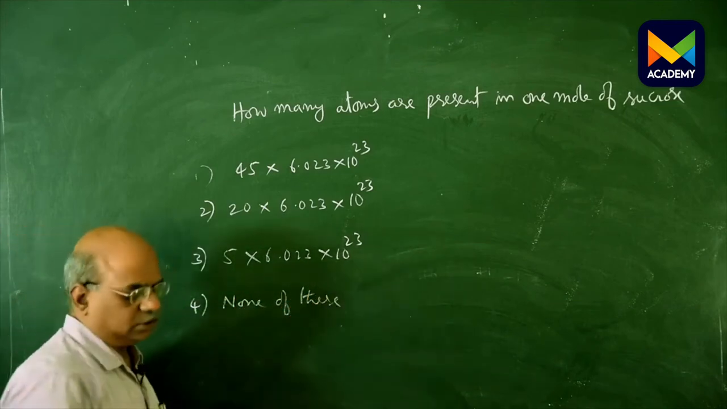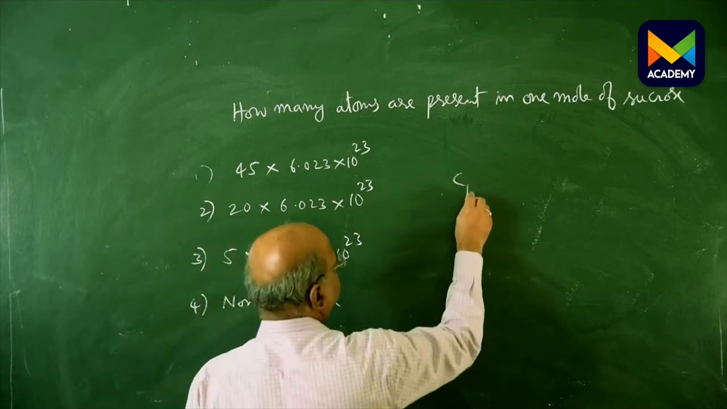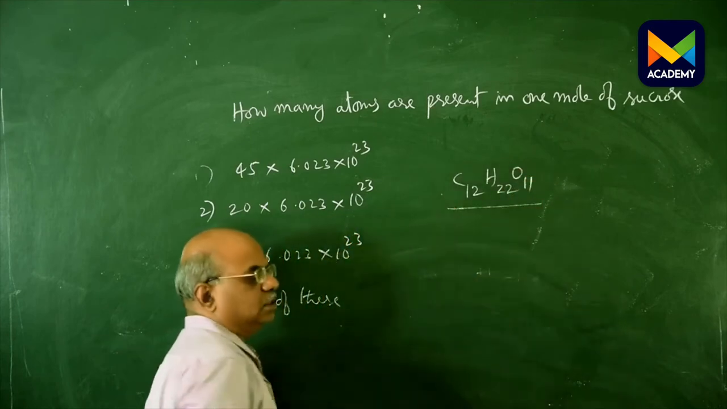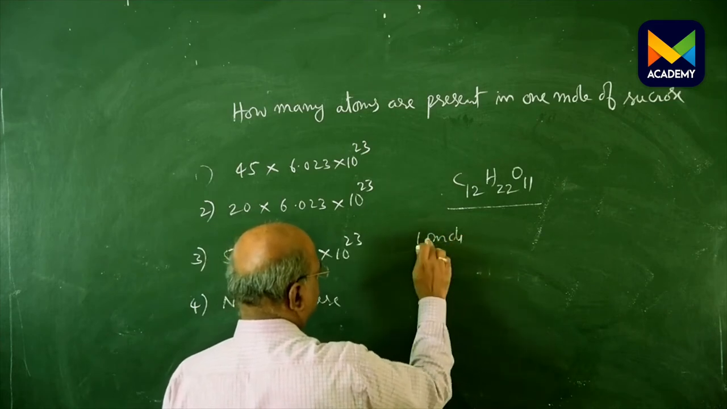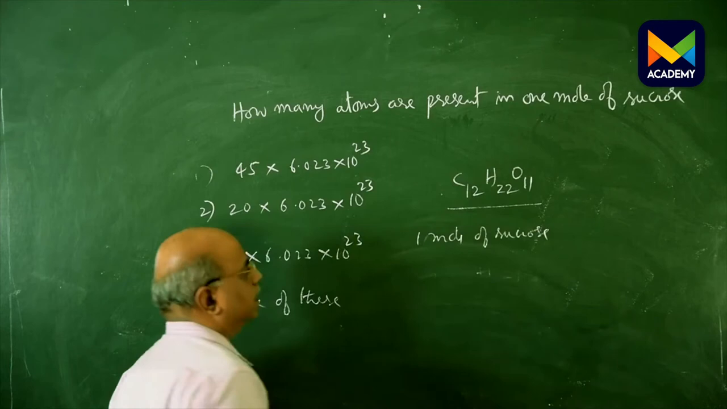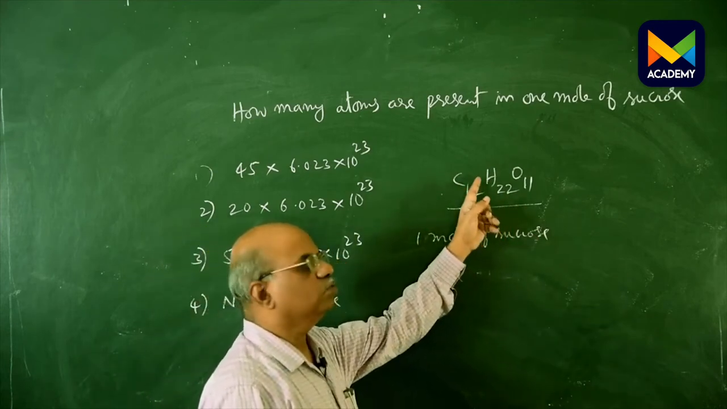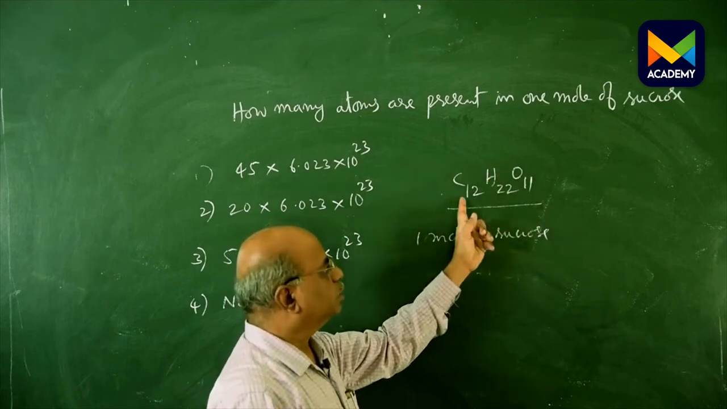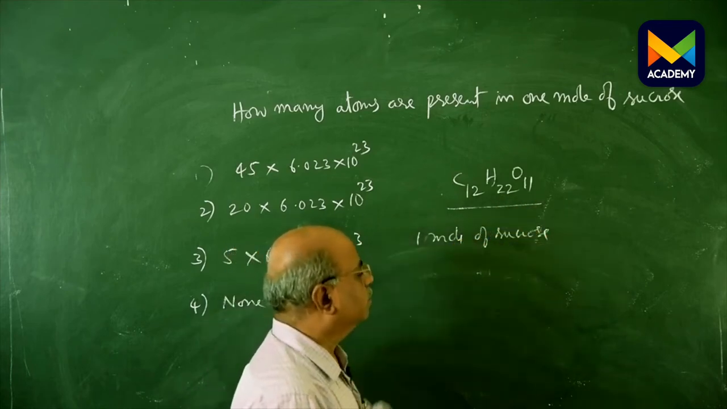Okay. Sucrose formula we have to take. Sucrose is C12H22O11. If you take 1 mole of sucrose, it contains 12 mole carbon atoms, 22 mole hydrogen atoms, 11 mole oxygen atoms. So put together 12 plus 22, 34, 34 plus 11, 45.